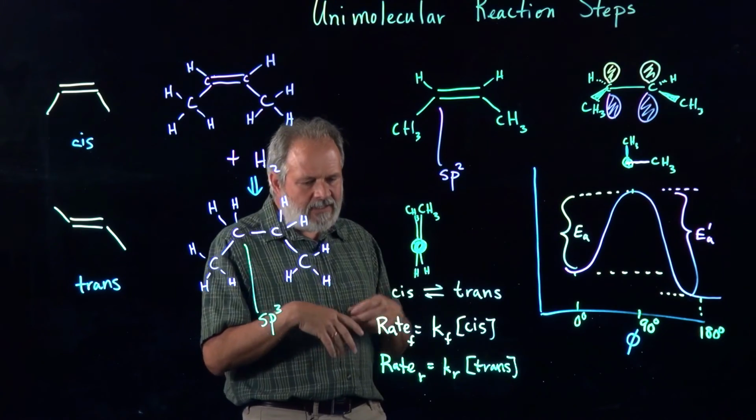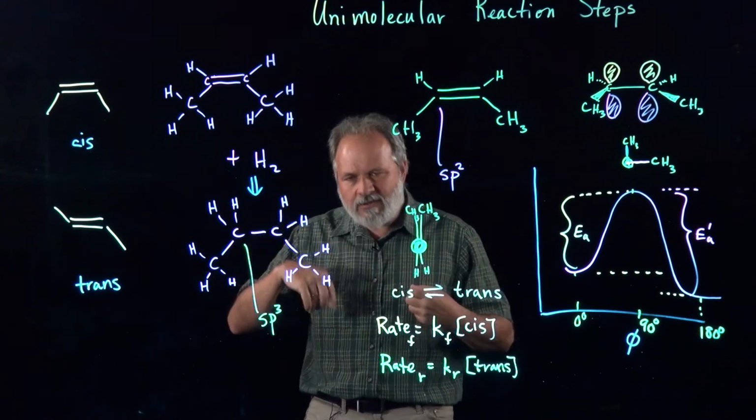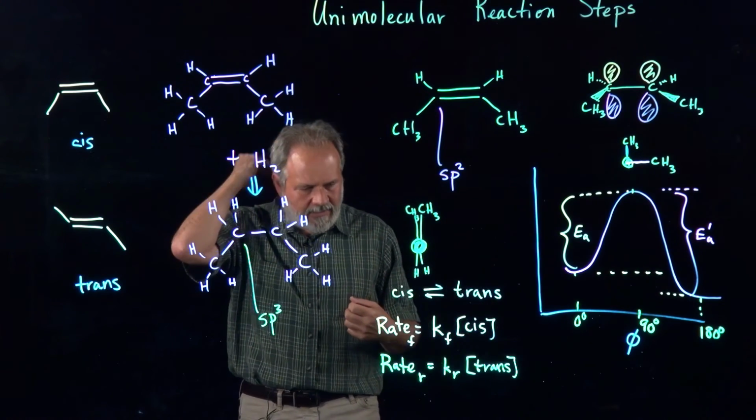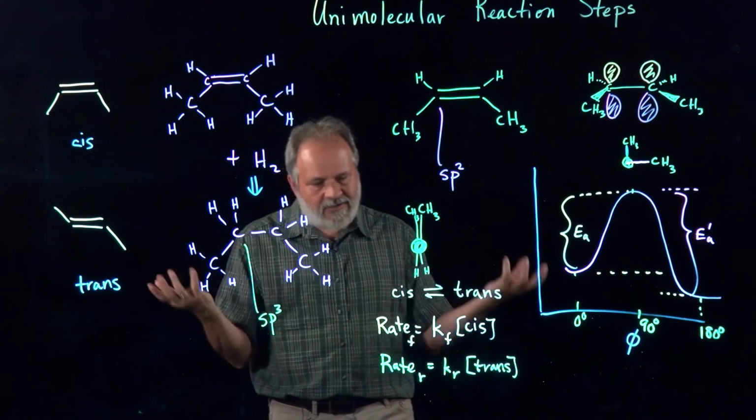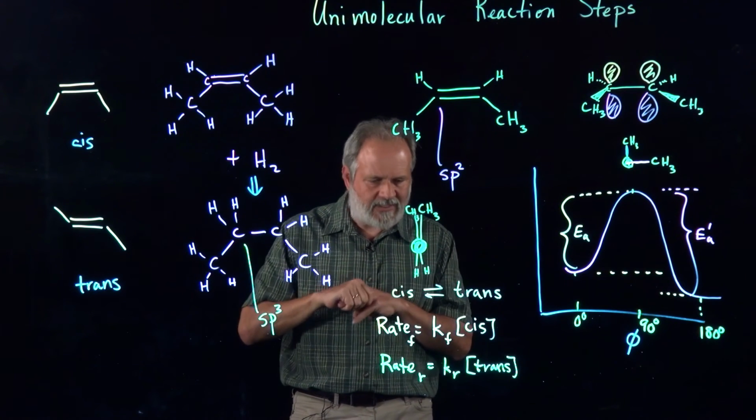So if you double the amount of cis molecules, then all of a sudden you're going to be doubling the rate at which they convert to trans. If you double the amount of transes, you automatically double the rate at which they convert from trans back to cis.